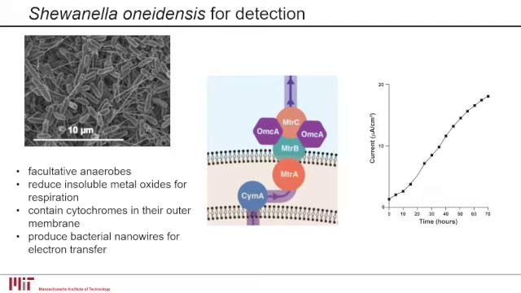We can see this on the right here. We have the time on the x-axis, and this is just current generation. And just from a biofilm of these cells, we can see current growing in to about 20 microamps per centimeter squared.